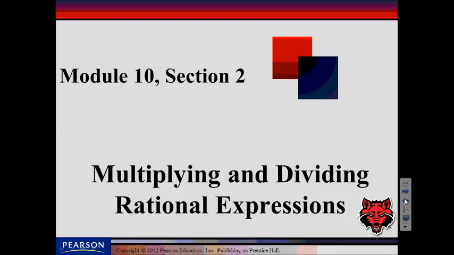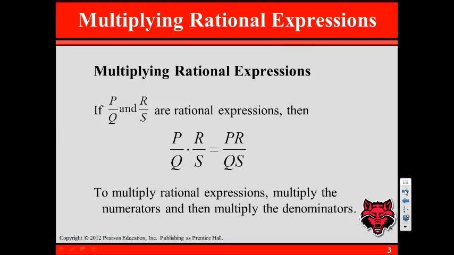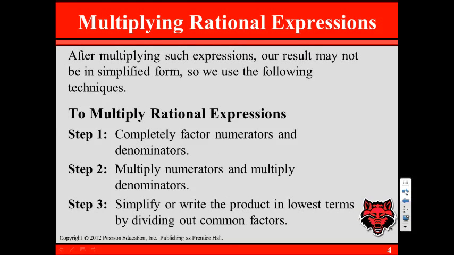In Module 10, Section 2, we will discuss multiplying and dividing rational expressions. When multiplying rational expressions, we simply need to multiply the numerators together and then multiply the denominators together. However, when we do this, our result may not be in simplified form, so it's easier to use the following technique. To multiply rational expressions, the first step is to completely factor all numerators and denominators.